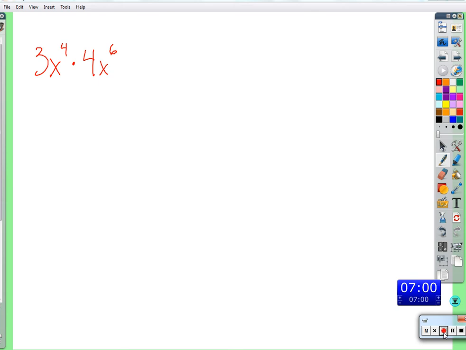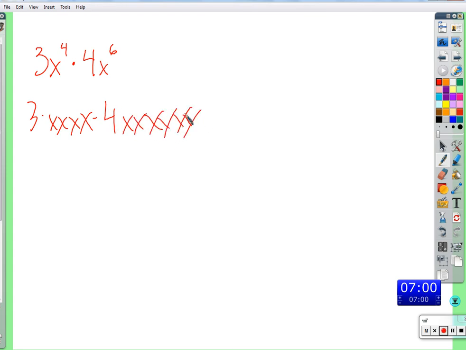Fair enough. All right, so what we have here, pay attention to that, 3 times x times x times x times x times 4 times x times x times 6 x's. Notice it's all multiplication, all the way across the board, right? No addition, no subtraction, no division. Okay. 3 times x times x times x times x times 4 times x times x times x. I got all that stuff too. Can we put that together somehow in a more clean looking way?